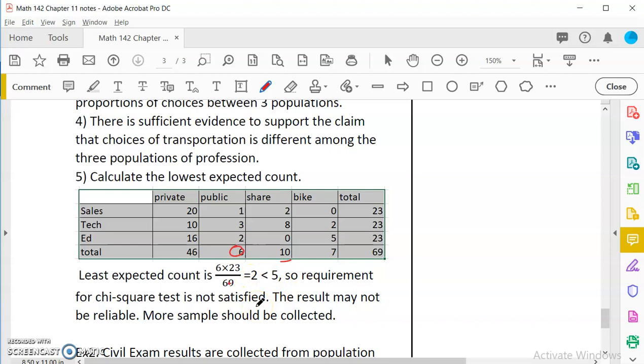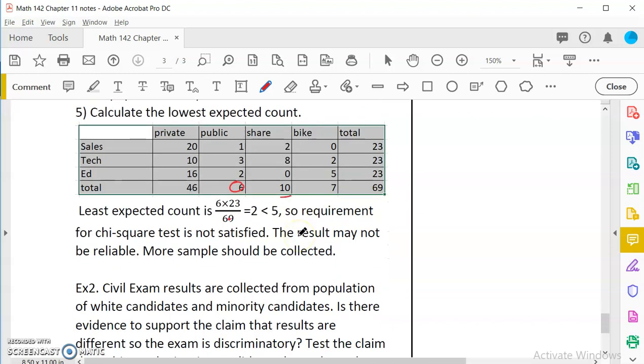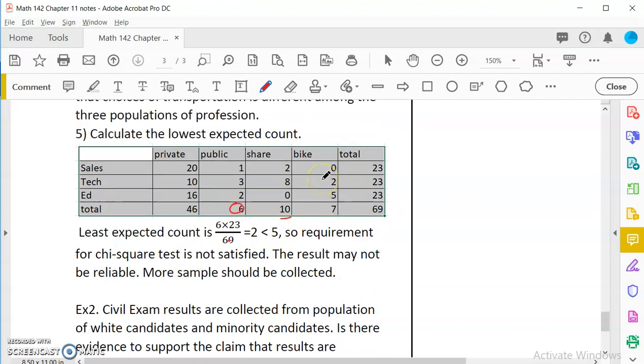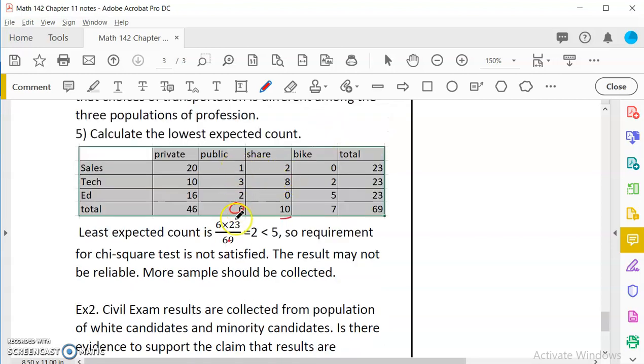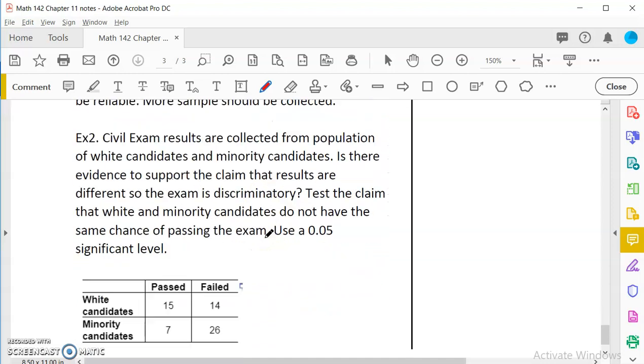So although we have the conclusion that they are different, because the expected count is not at least 5, the requirement for the chi-square test is not satisfied. You can use the result for reference, but you should not publish it. The result may not be reliable because chi-square requires that each proportion is normally distributed. And if your number of successes or number of failures are not at least 5, they're not. So you should collect more samples. If you have 0 or 1 in these, it is very highly likely that the least expected count cannot be at least 5.